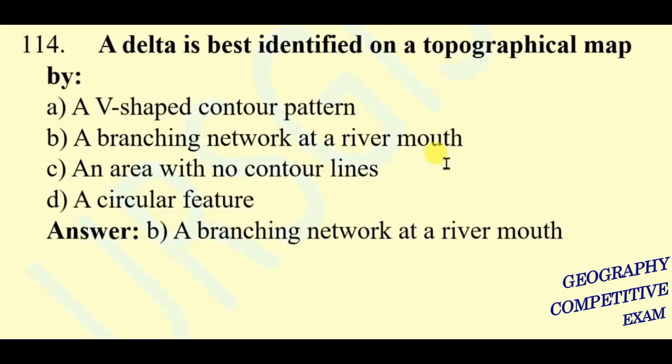Question 114. A delta is best identified on a topographical map by a V-shaped contour pattern, a branching network at a river mouth, an area with no contour lines, a circular feature. Here the right answer will be a branching network at a river mouth. And another thing is circular feature.